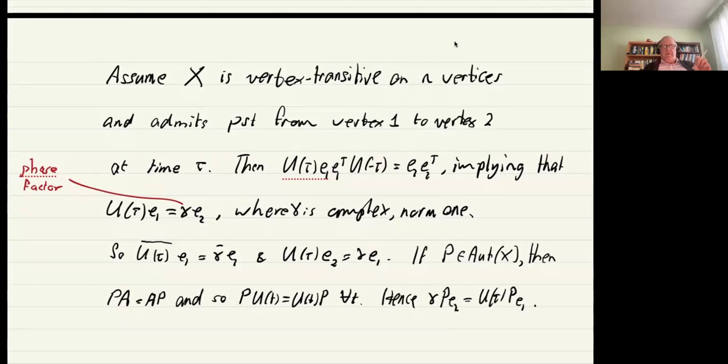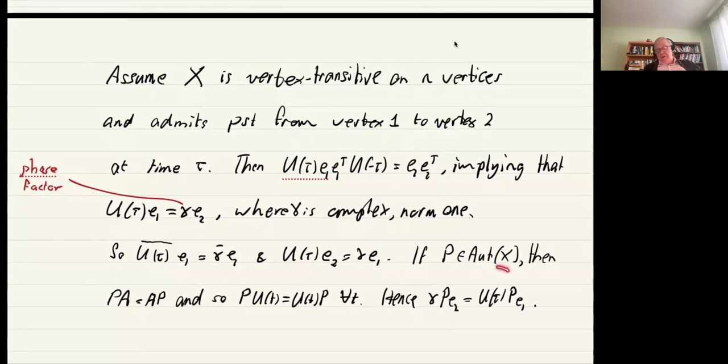So this is another proof that if I have perfect state transfer from 1 to 2 at time tau, then I'll also get perfect state transfer from 2 to 1 at time tau. And it says a little more. It says that the phase factor, if you write it down, is the same in both cases. But we don't need that. So we have this. So U(tau) is, well, I'll leave it at that for a minute.